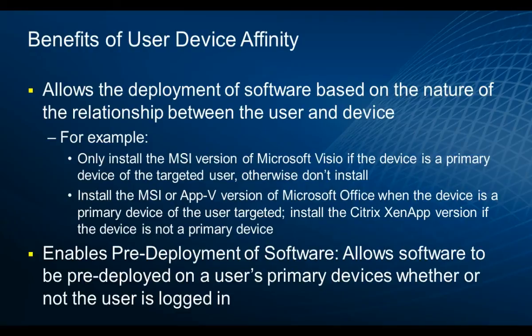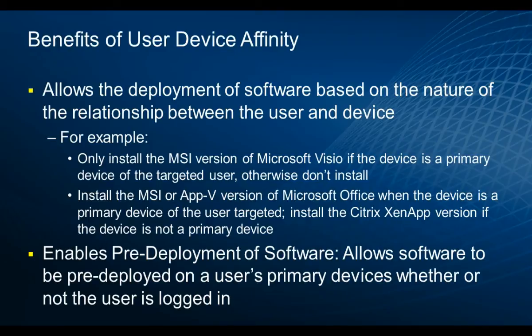Because UDA seems like a pretty powerful and complex process. This allows the deployment of software based on the nature of a relationship between a user and the hardware they're on. To give you an example, only install the MSI version of Visio if the device is a primary device of the targeted user, otherwise don't even install it. Second example, install MSI or AppV version of Office when the device is a primary device of the targeted user, or install the Citrix XenApp version if the device is not their primary device.